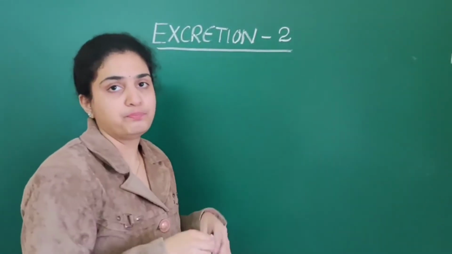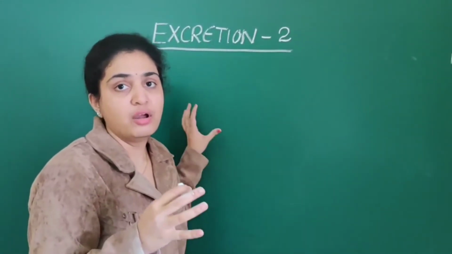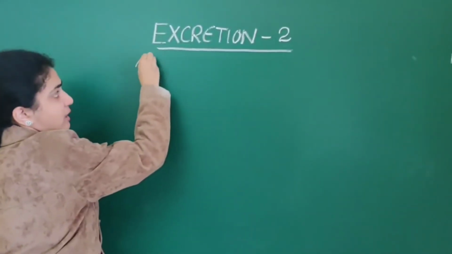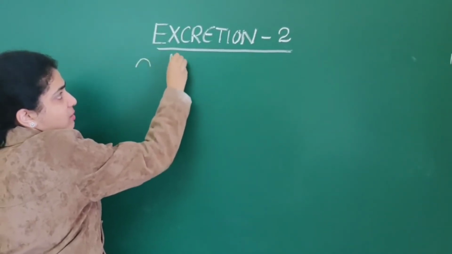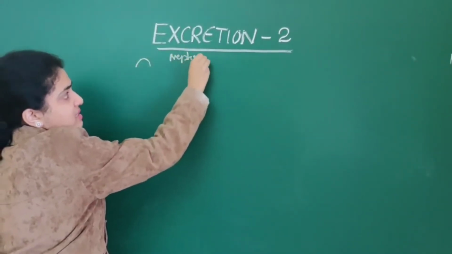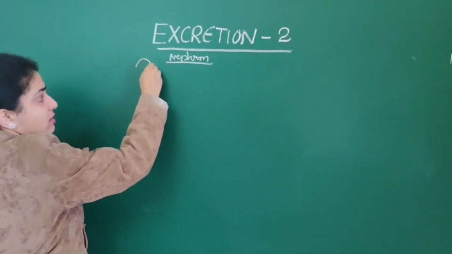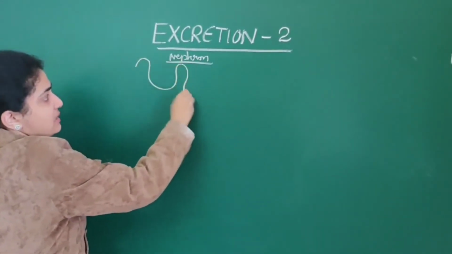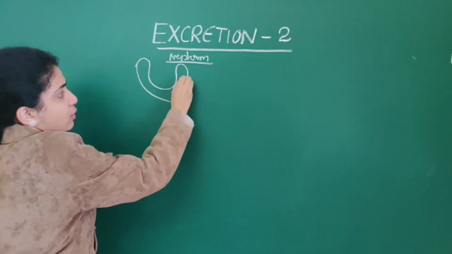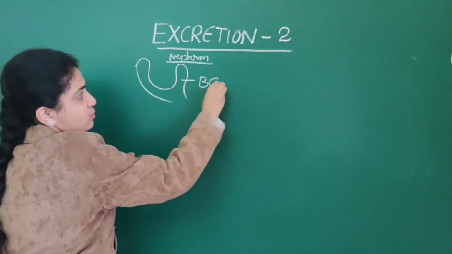You all know the parts of a nephron. First I will draw the diagram of a nephron, and then we will discuss the functions of the tubule. This is called Bowman's capsule.